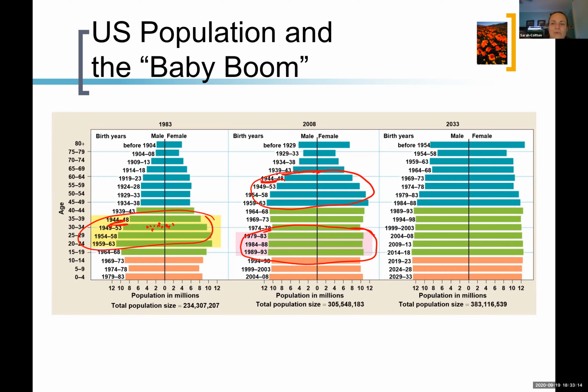Going forward, it'll kind of smooth out as our baby boomers all pass away, by 2033 or so. So it'll smooth out, but that's how populations grow. You can track it and predict.